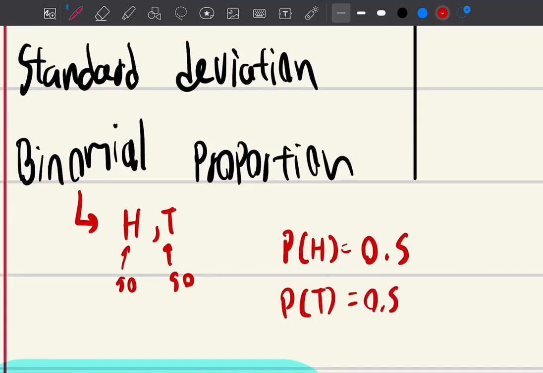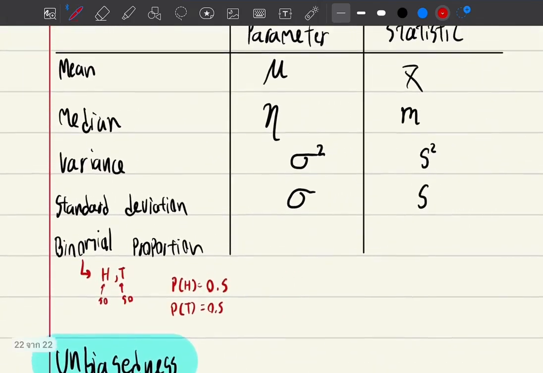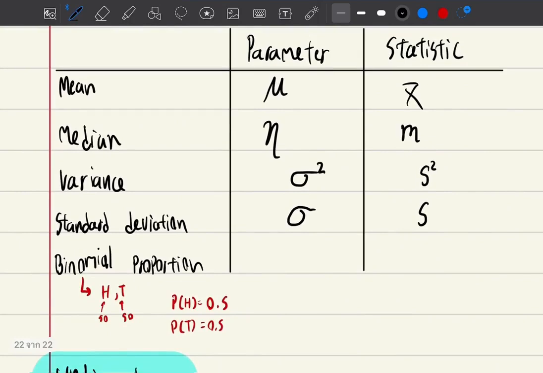And also, binomial is a distribution where we have only two alternatives. So, the proportion for the parameter is small p, and for the statistic, we're going to use p hat. Like this, you can write p and put a hat above it.